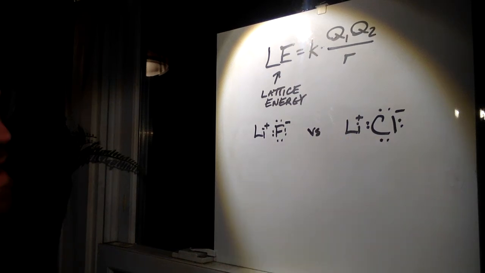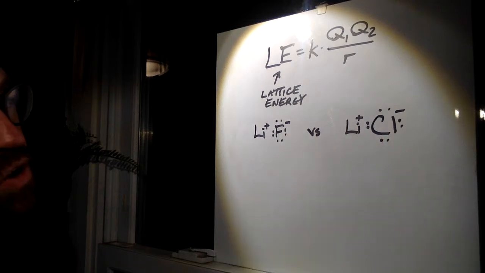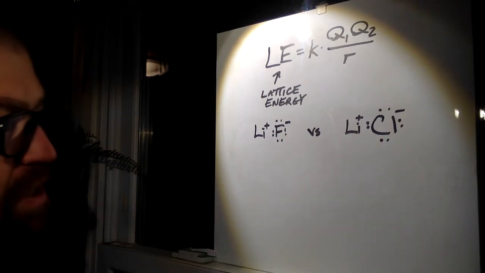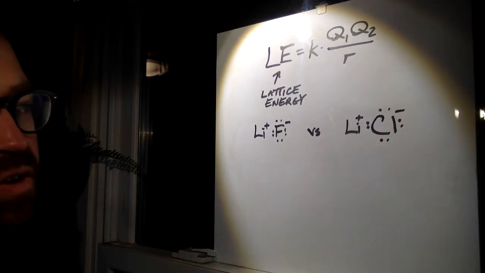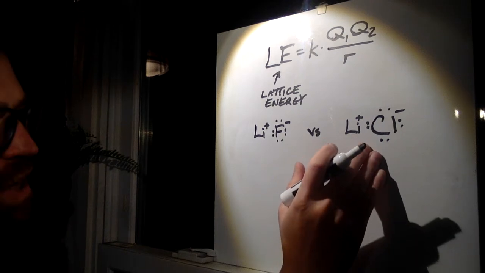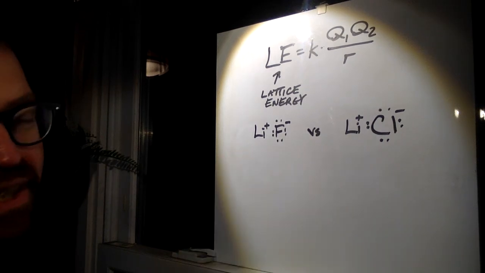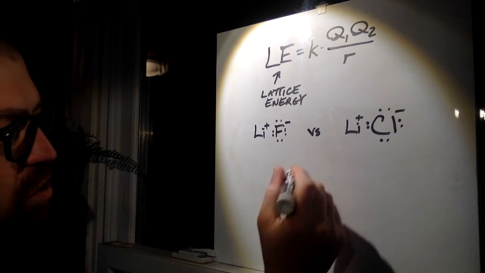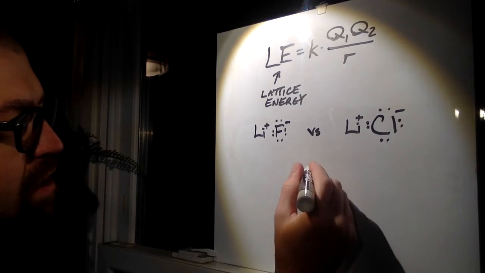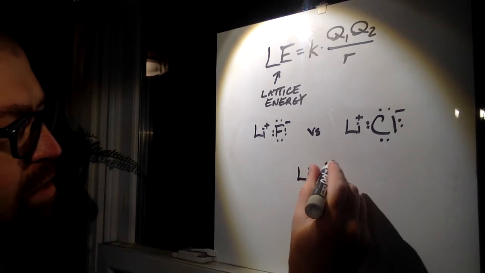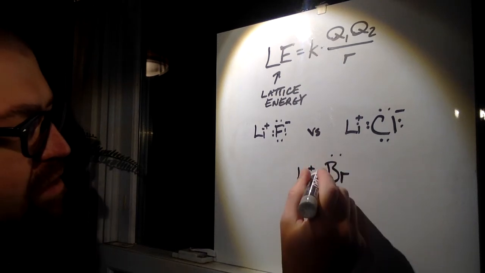But if that chloride is substantially larger than fluoride, the distance between the charges in that crystal is going to be larger. That means that it won't be as attracted as lithium fluoride. And we could also compare to, say, lithium bromide. Let's draw bromide even larger here.